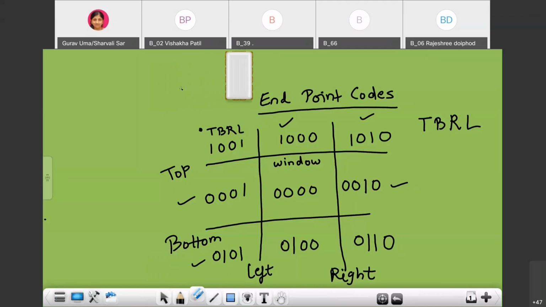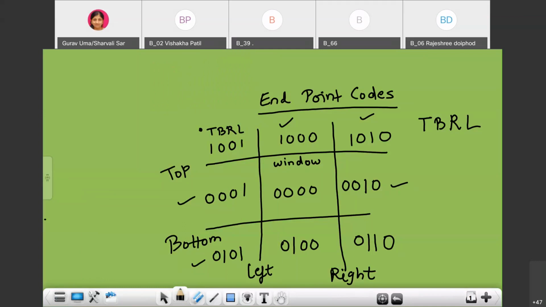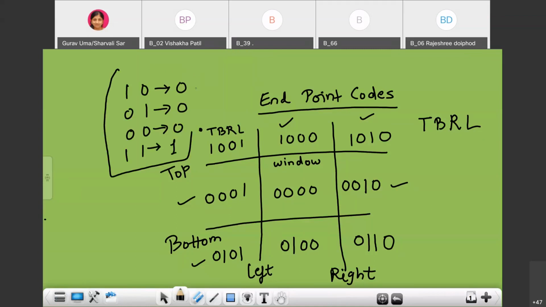I will write it properly. So 1 0 will be 0, 0 1 will also be 0, 0 0 will be 0, whereas 1 1 will be 1. This is a very important part you have to remember.